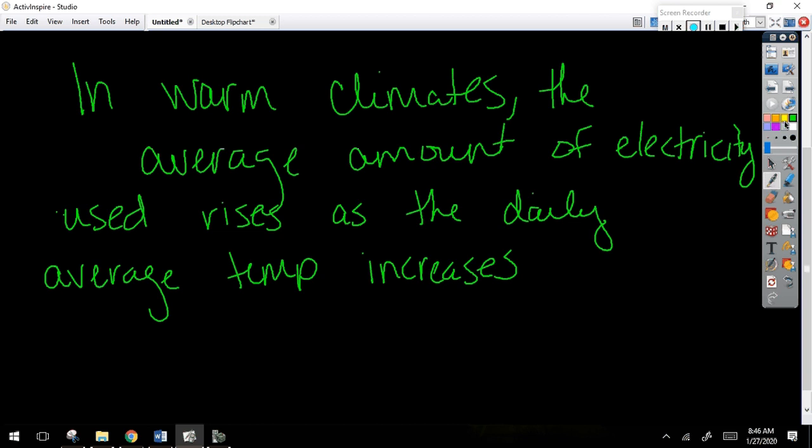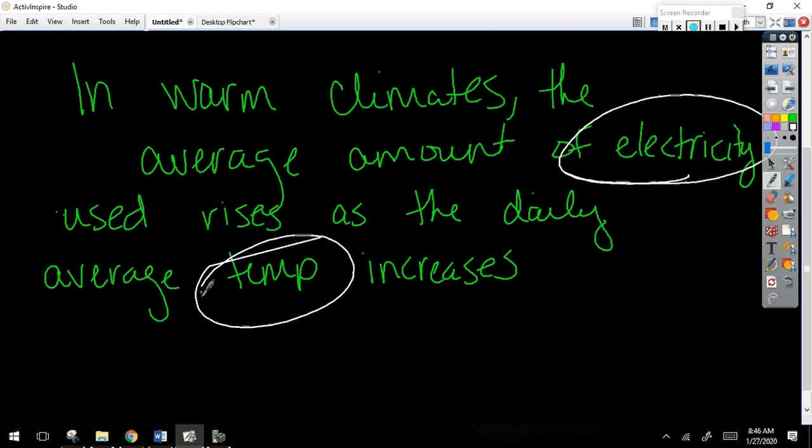So we've got two variables here. So the first thing we need to do is identify both variables. What are the two things? Remember, variables mean they vary. They change values. What two things are changing value throughout the problem? The electricity is one. The temperature is the other one, right? Yes. The temperature is the other one.